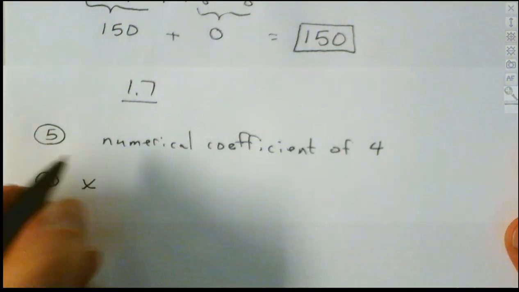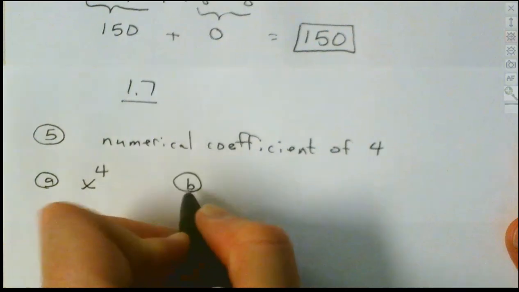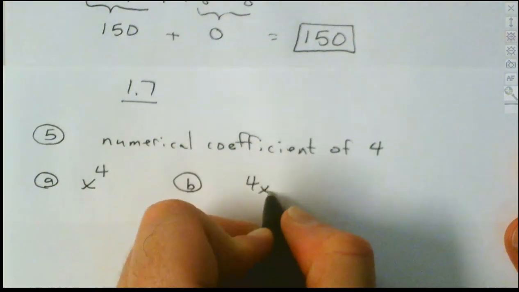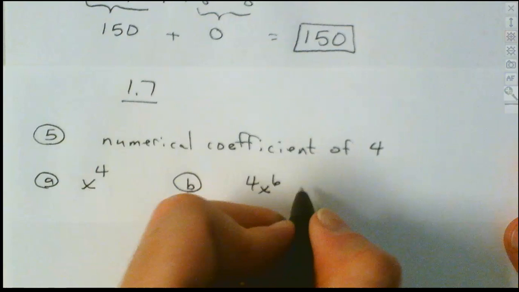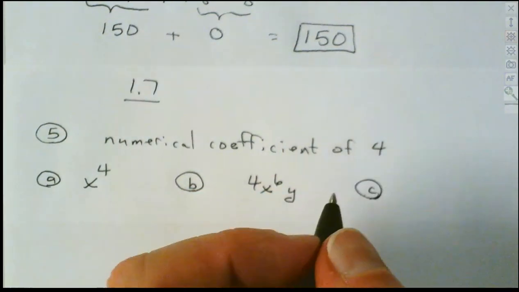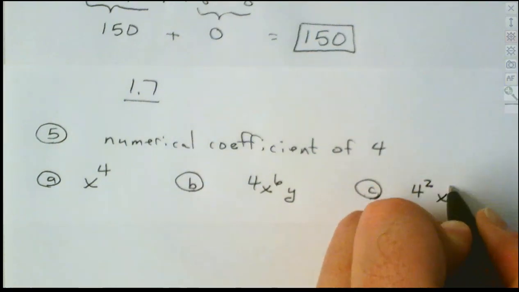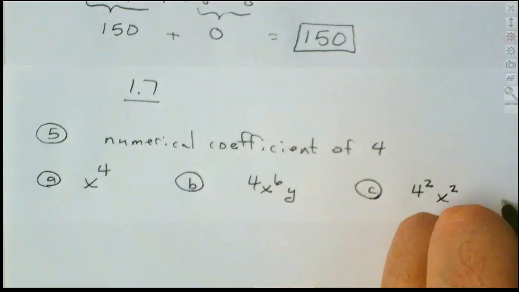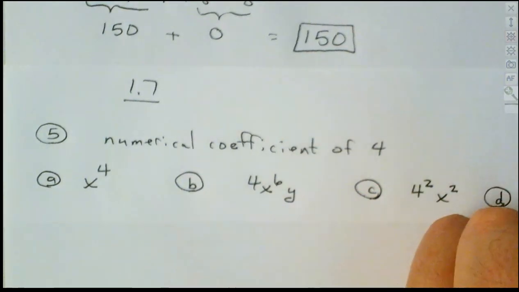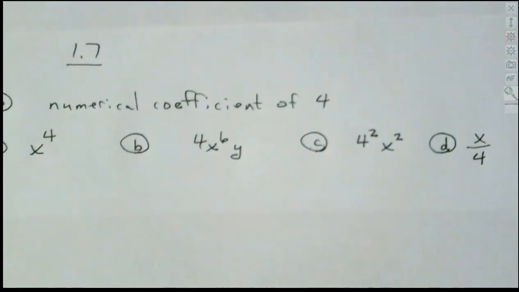We've got A, which is x to the 4th. We've got choice B, which is a 4x to the 6th, y. We've got choice C, which is a 4 squared, x squared. And we've got choice D, which is an x over 4. Now we want a coefficient of 4.